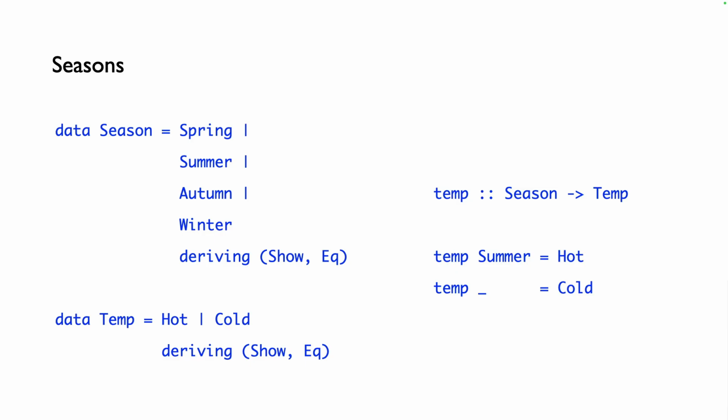So that's pretty much it for these simplest of types. We can define a finite range of values in this way. Type names begin with a capital letter. The values in the types begin with capital letters. And that's it.